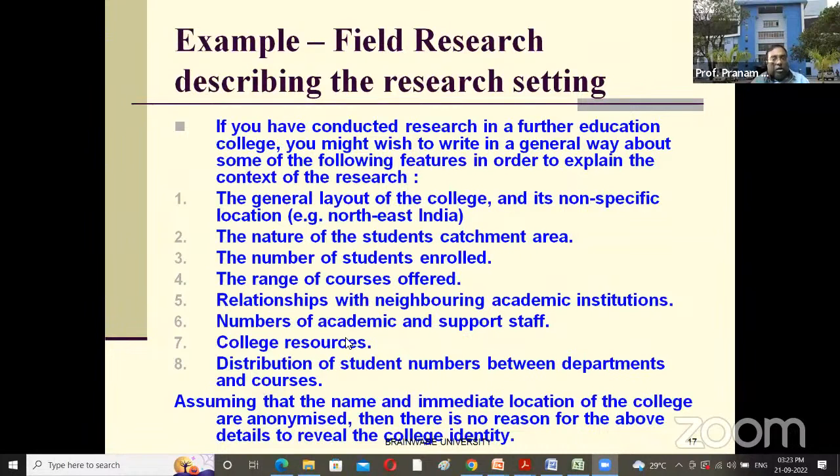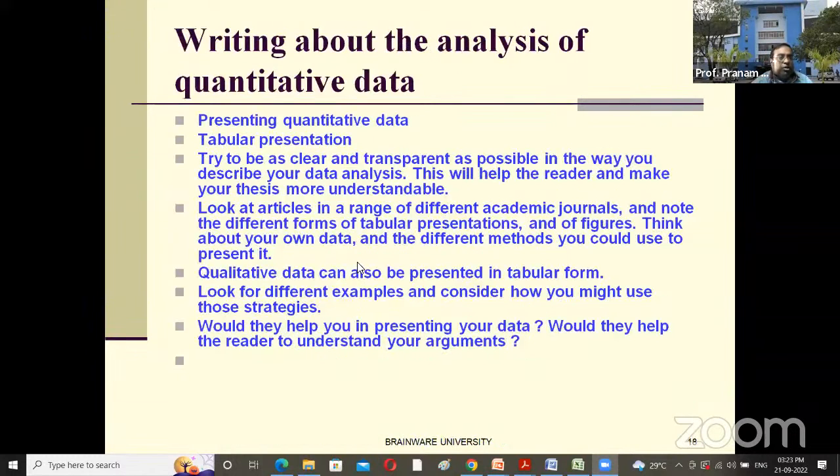Assuming that the name and immediate location of the college are anonymized, then there is no reason for the above details to reveal the college identity. Now, these are the generalized writing you have to make at the prelude, that is the introductory section, before going into the deep details in research.